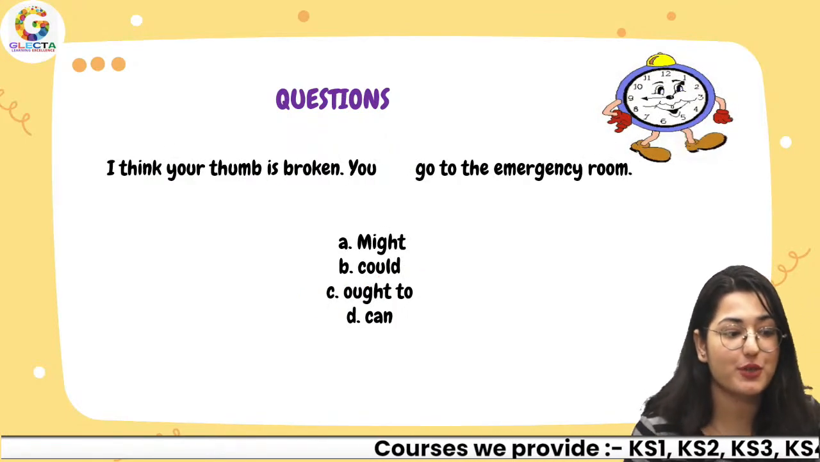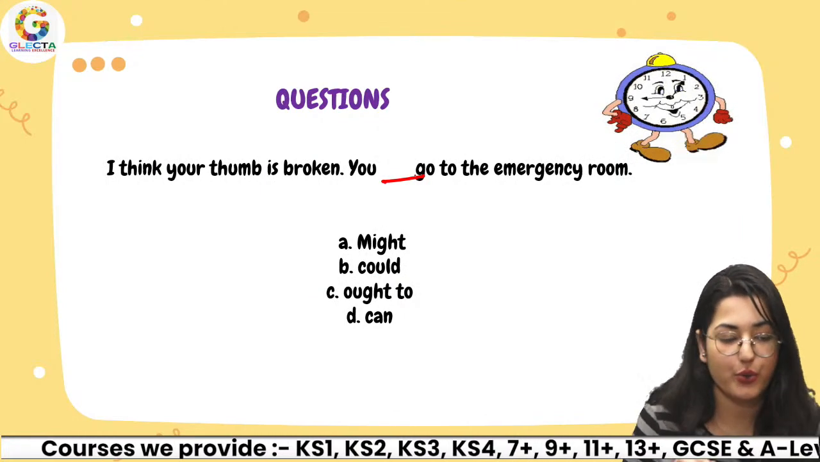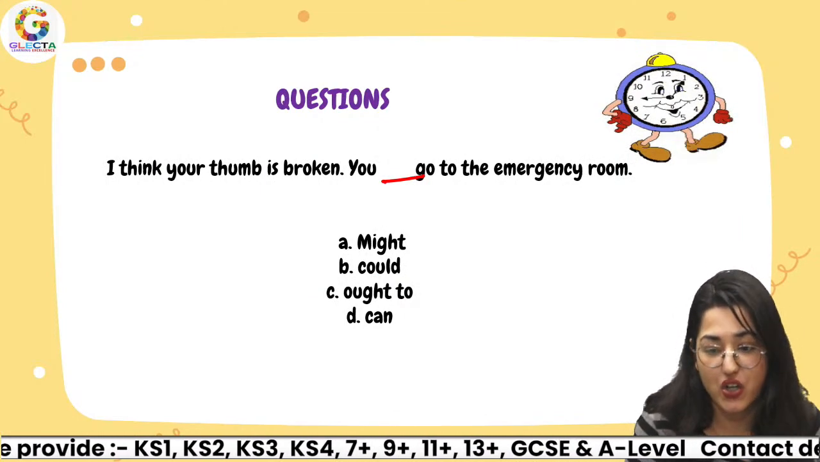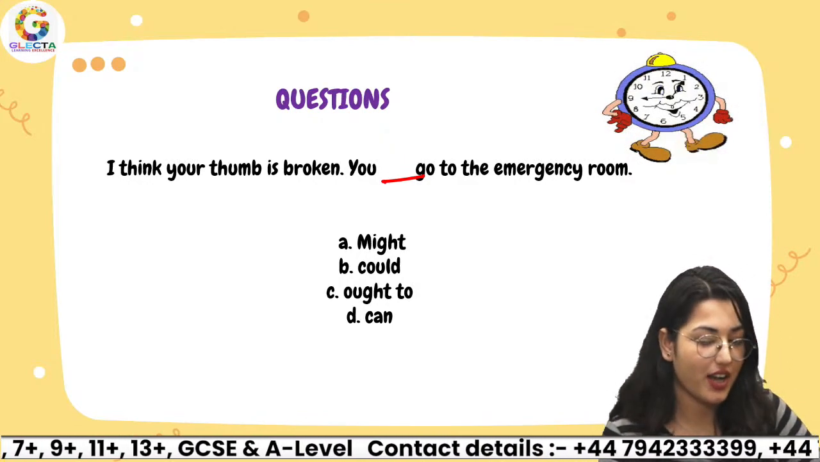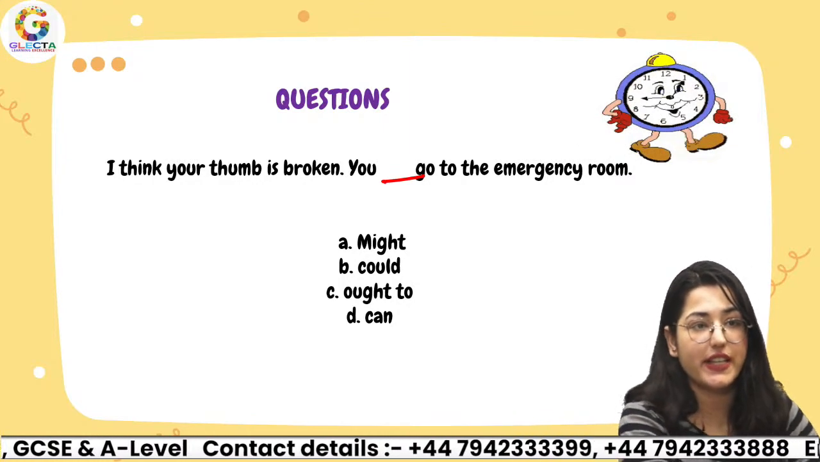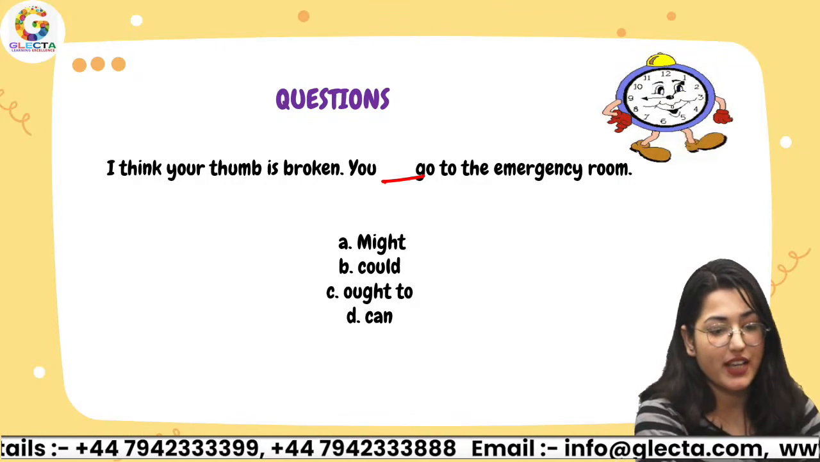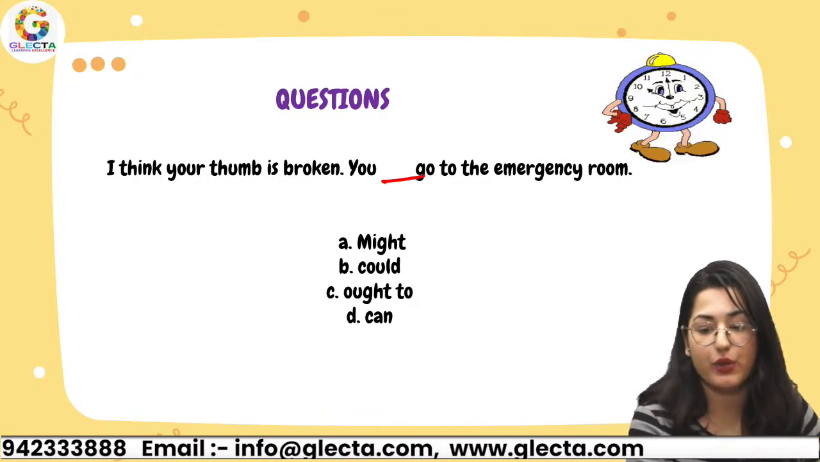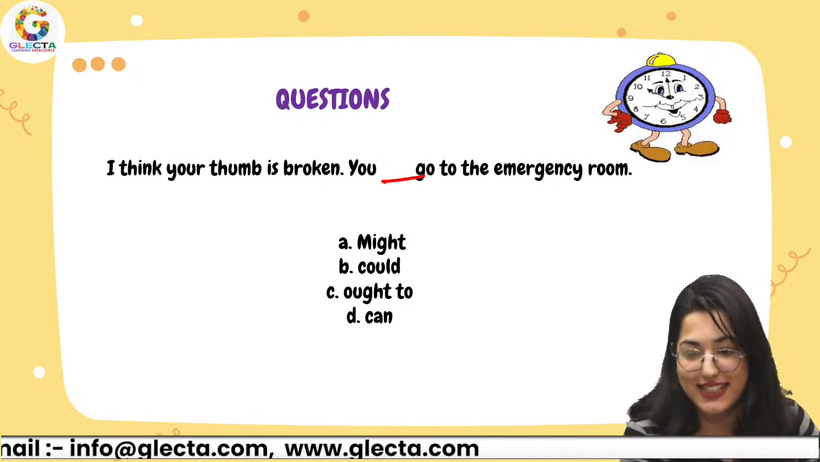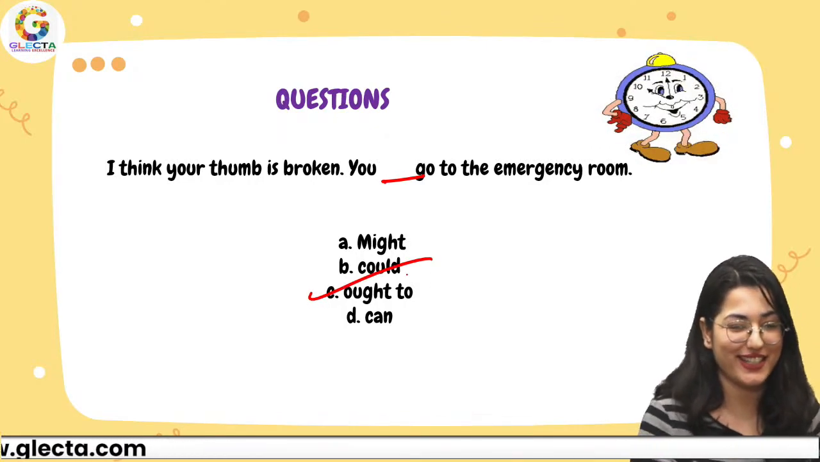I think your thumb is broken. You blank go to the emergency room. Now quickly pick the right answer for this. Yes, the answer is should, option C. Very good. Now, quickly tell me. Kanwal, you're saying it's C. Yes, it is. Oh, I have revealed the answer, and the right answer is option C, ought to.